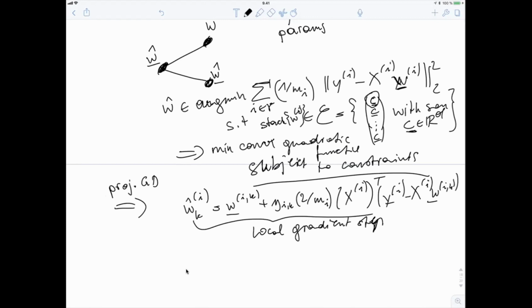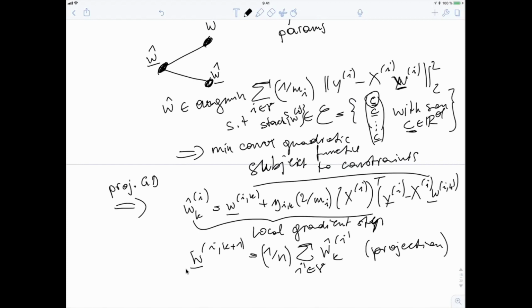And in the next phase, we project. We project into the constraint set. And this projection results in each local parameter vector being identical for all i and being given by the average. So this averaging, this is also where the name of the algorithm stems from, federated averaging. So this is the projection. Projection turns out to be an average.